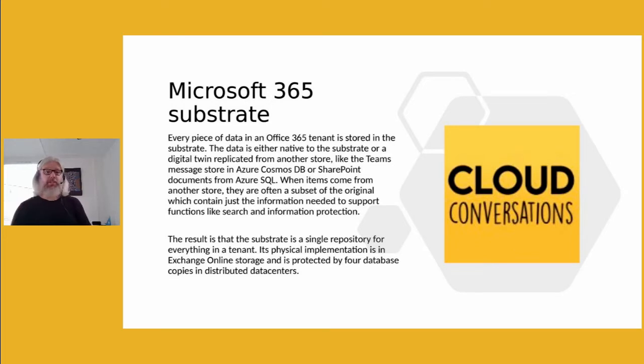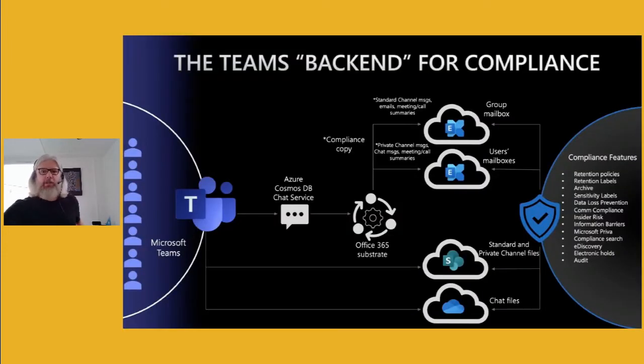But just to set the scene, to explain that it's there, every piece of data in an Office 365 tenant is stored in the substrate. And this data can be either native to the substrate, or it can be in the form of a digital twin, which is replicated from another store. So an example of that is like the Teams chat and channel messages, which are actually stored within the Azure Cosmos database chat service. Excuse me. When items come from another store, they're often a subset of the original, which contain just enough information needed to support functions such as search and information protection. So handy to know that it's there.